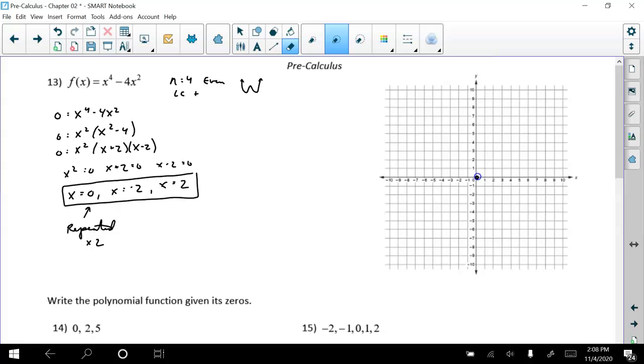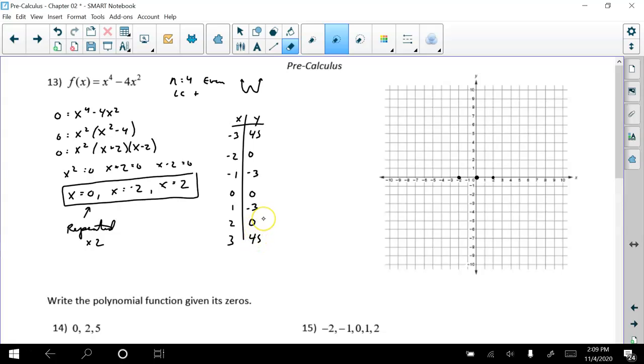So keep in mind at 0, 0, it's going to bounce. It's not going to go through. It will go through negative 2, and it will go through positive 2. So we can make a table using the calculator. That's going to do all the hard work for us. Negative 3, negative 2, negative 1, 0, 1, 2, 3. Negative 3, we're at 45. And then we're at 0, negative 1, negative 3, 0, 0, 1, negative 3, 2, 0, and 3, 45.